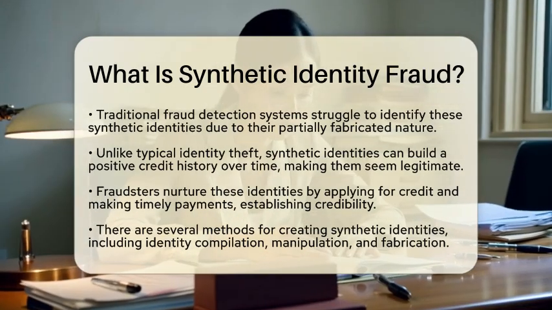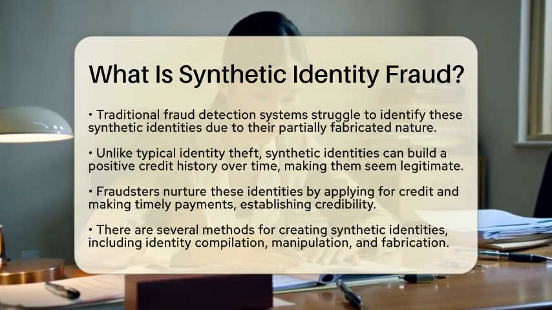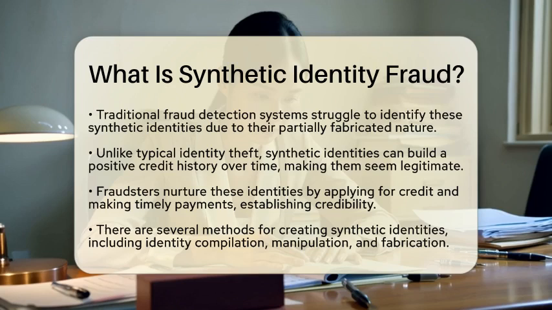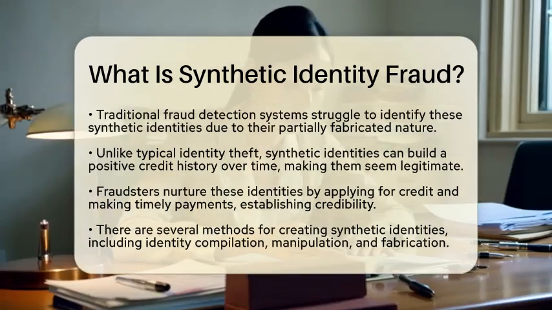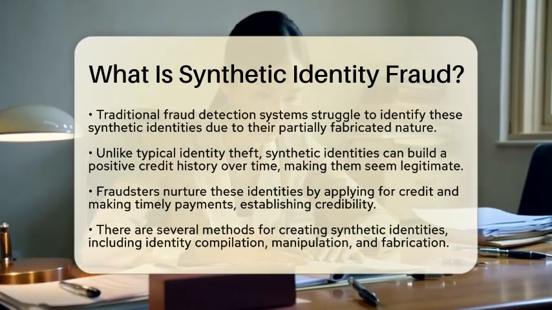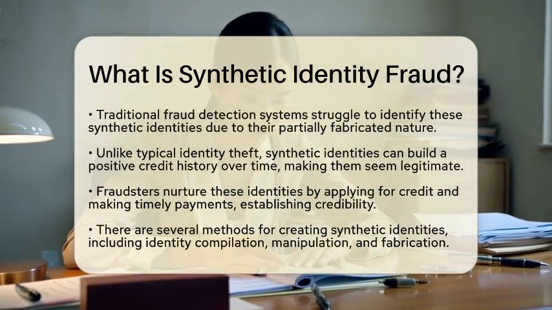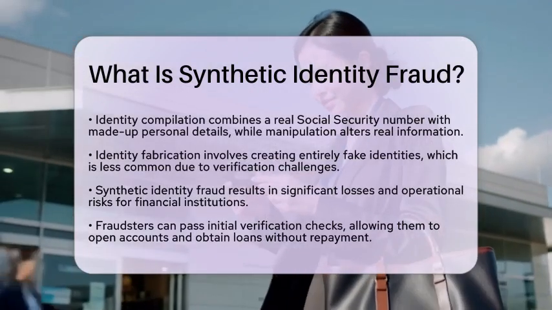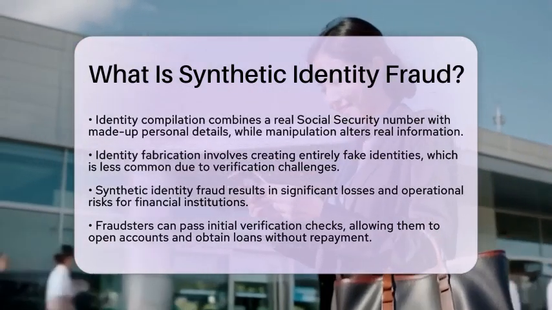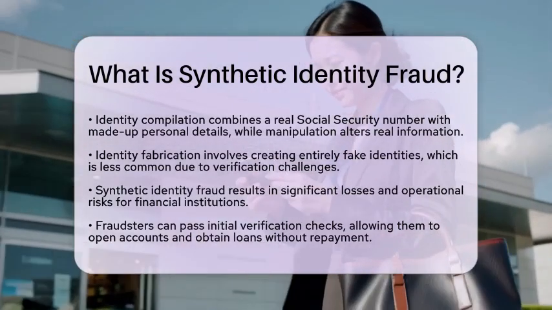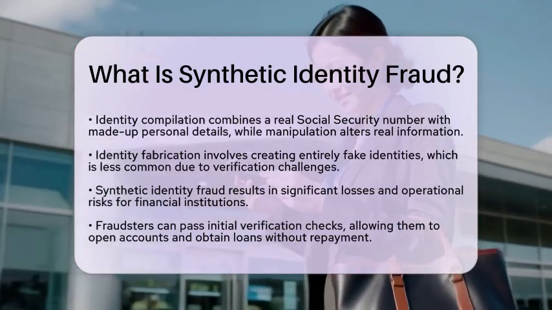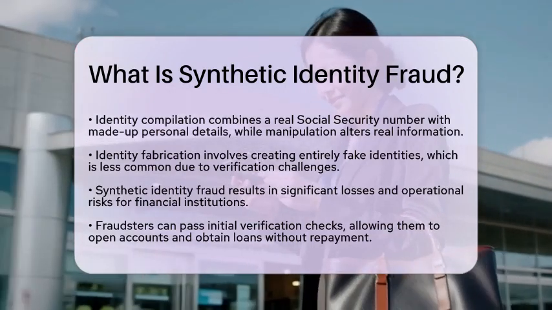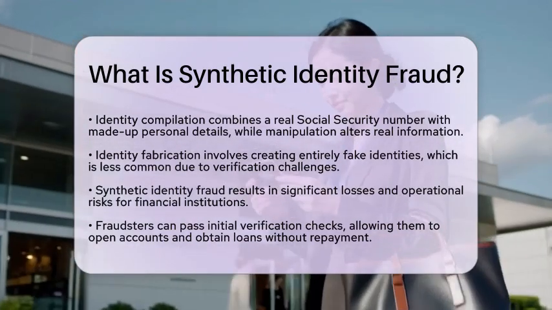There are several methods used to create synthetic identities. One method is identity compilation, where a real social security number is combined with made-up personal details. Another is identity manipulation, which involves slightly altering real personal information, like changing a name while keeping the same social security number. The third method is identity fabrication, where entirely fake identities are created. However, this is less common because it is harder to pass verification checks.